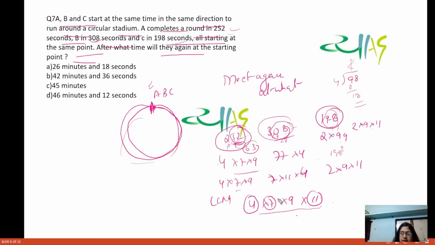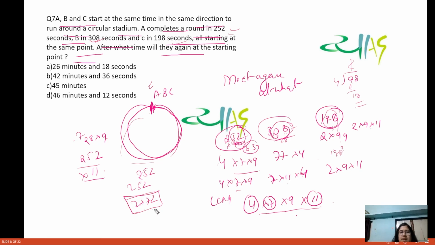So let's find out what this is. Basically we have to multiply 28 into 9. So what is 28 into 9? 9 8s are 72, 7 carry over and 2 9s are 18. 18 plus 7 is 25. So we have 252, and then just multiply this by 11. So 252 into 11 becomes 2772.